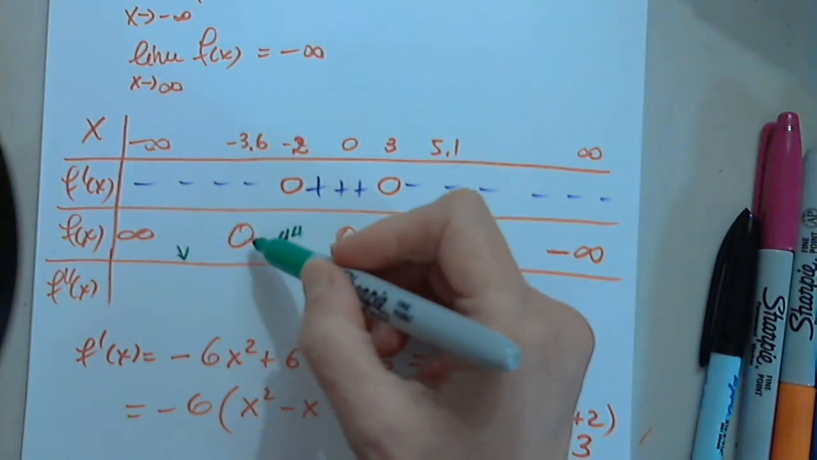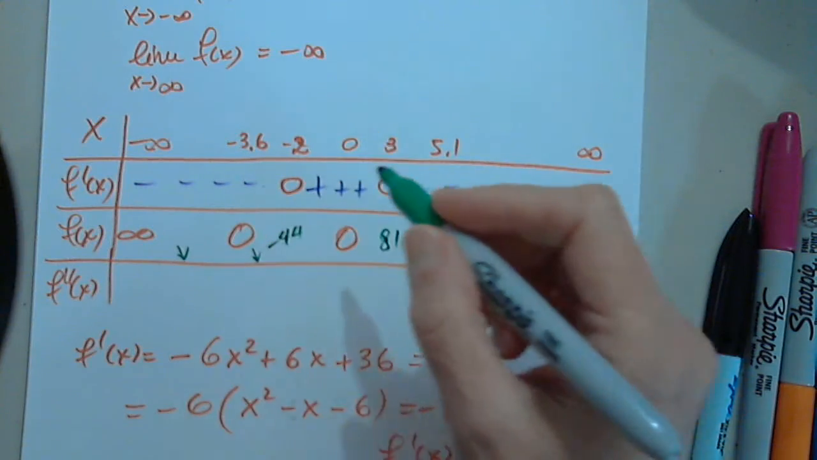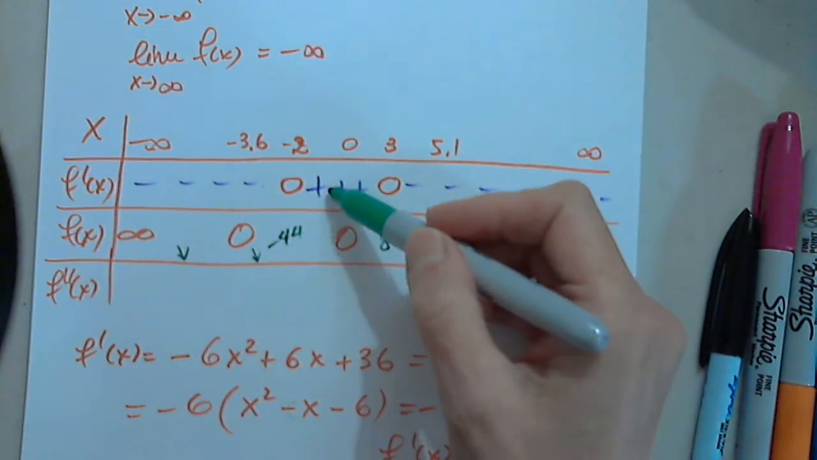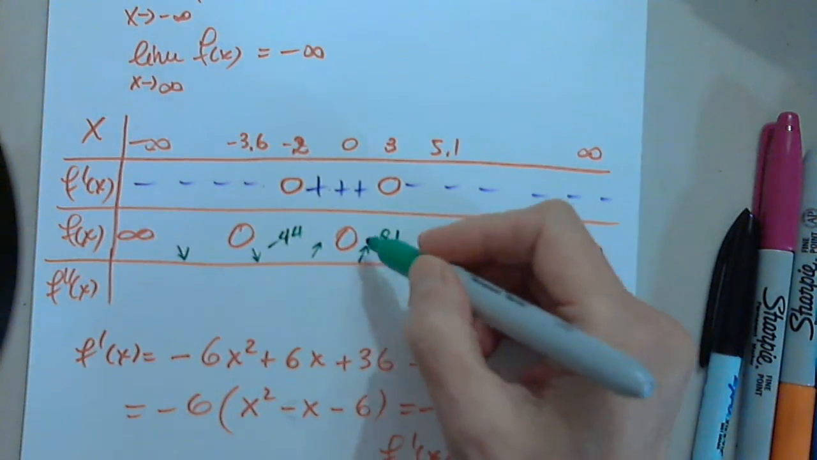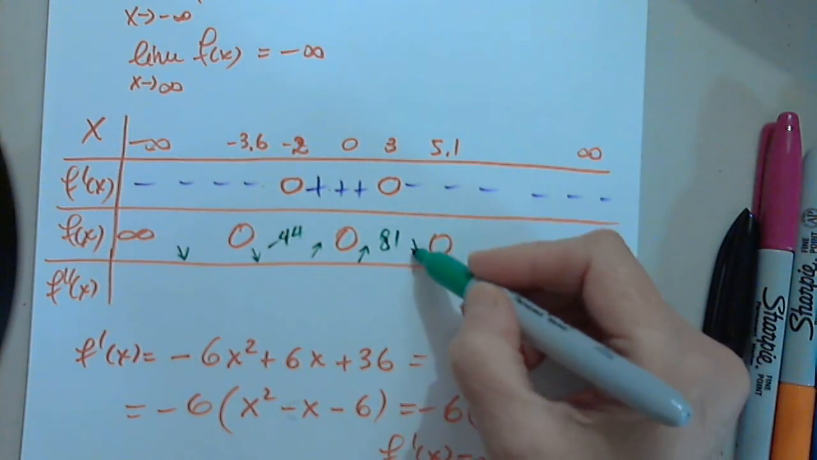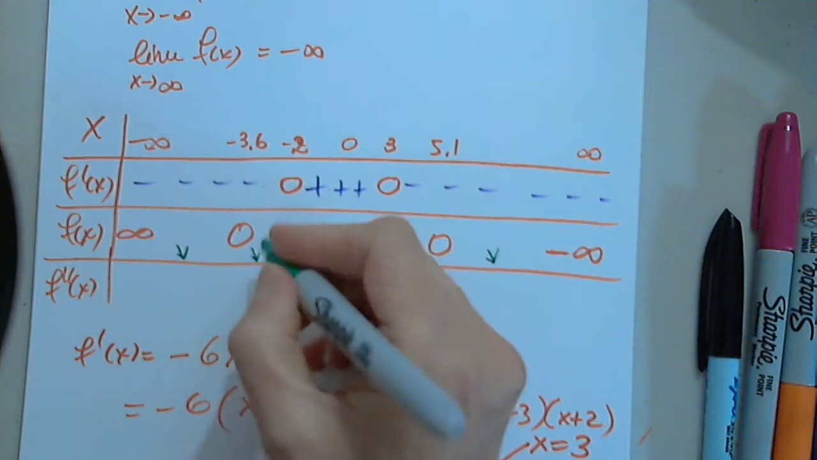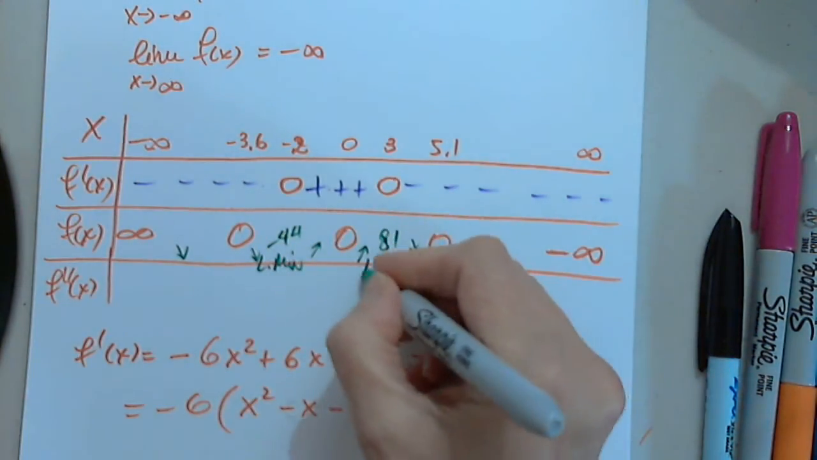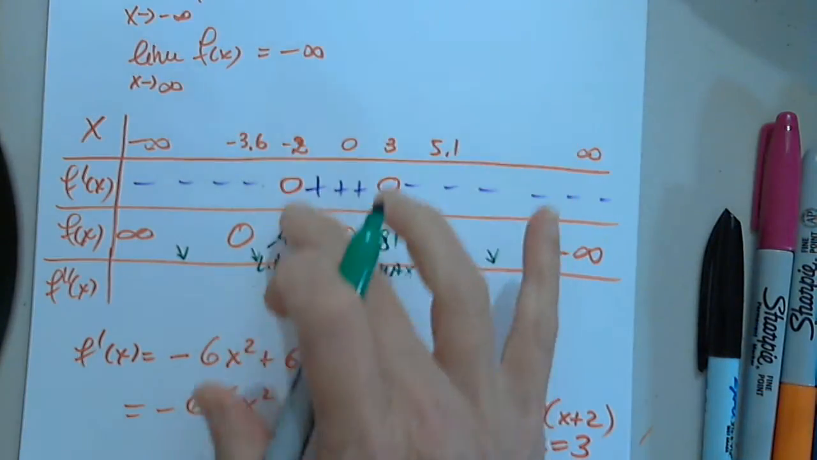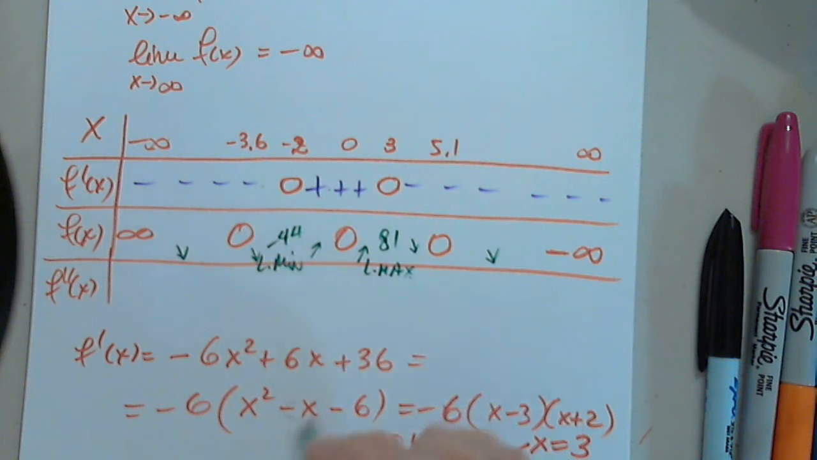Okay, so from 0 to negative 44, yes, that's true. From negative 44 to 0, yes, indeed. From 0 to 81, yes, indeed, that's true. From 81 to 0, yes, indeed. So I noticed that this is definitely a local min, and this 81 is a local max. Negative 2 comma negative 44 is a local min, 3 comma 81 is a local max.